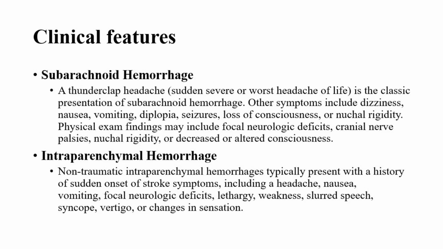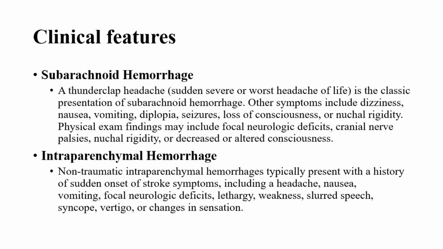Subarachnoid hemorrhage. A thunderclap headache is the classic presentation of subarachnoid hemorrhage. Other symptoms include dizziness, nausea, vomiting, diplopia, seizures, loss of consciousness, or nuchal rigidity. Physical exam findings may include focal neurologic deficits, cranial nerve palsies, nuchal rigidity, or decreased or altered consciousness. Intraparenchymal hemorrhage. Non-traumatic intraparenchymal hemorrhages typically present with a history of sudden onset of stroke symptoms, including a headache, nausea, vomiting, focal neurologic deficits, lethargy, weakness, slurred speech, syncope, vertigo, or changes in sensation.